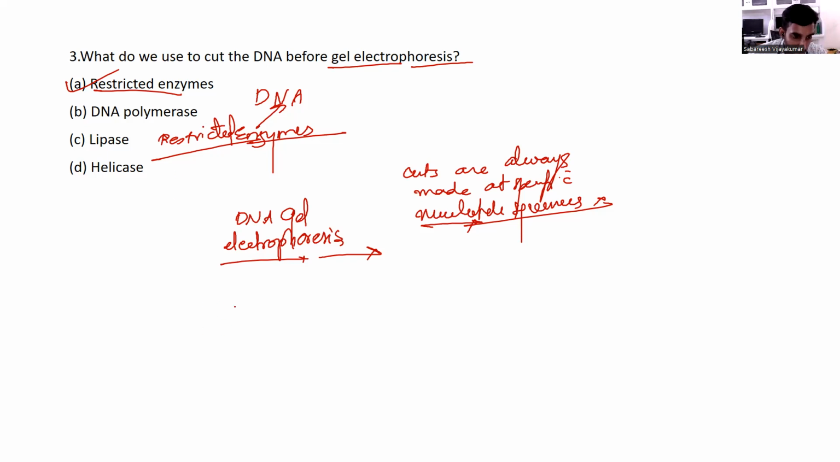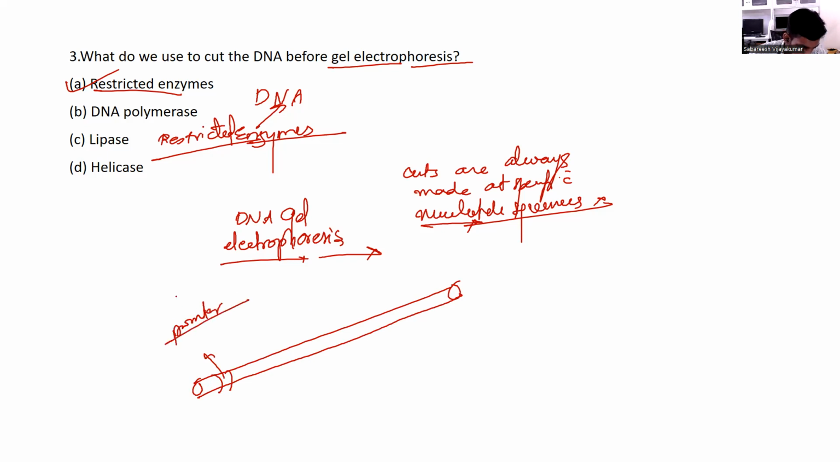I would also like to mention how a segment of a gene would look. If it is considered in a rod format, there will be a promoter here. Then there will be codons for the enzyme. Then there will be a stop codon. Then there will be one gene.